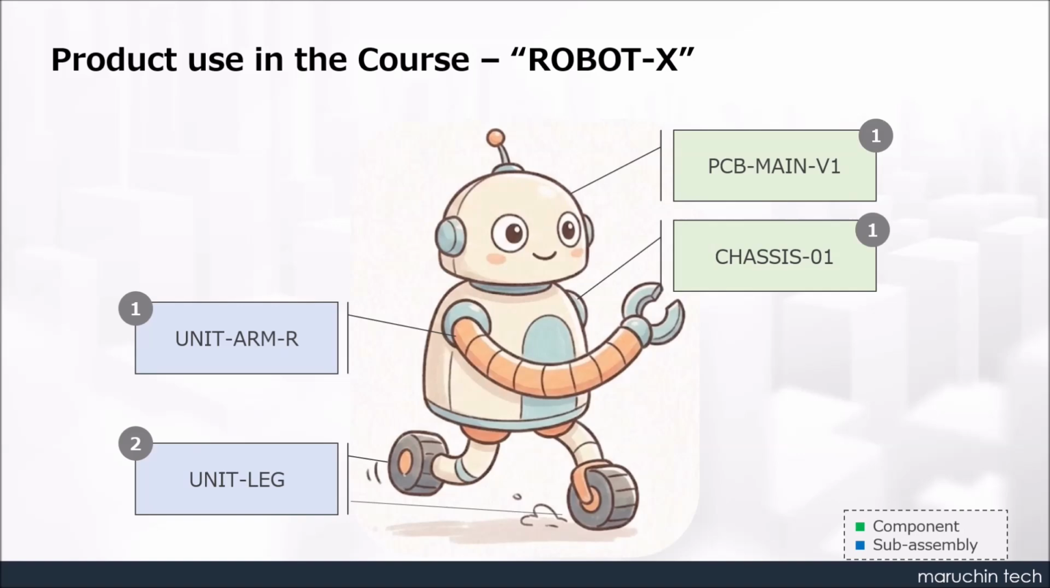Here is an image of Robot X, the final product we will use in this course. Robot X consists of four main components. First, it has one right arm, it has no left arm, it has two legs. It also has one circuit board and one body. The right arm and the legs are treated as sub-assemblies.